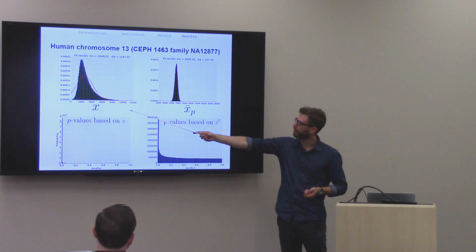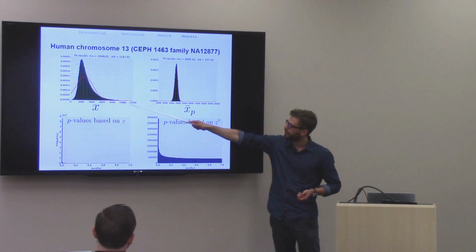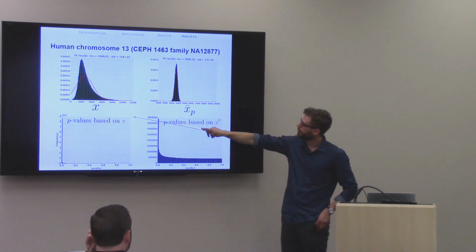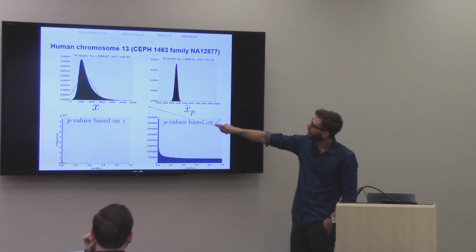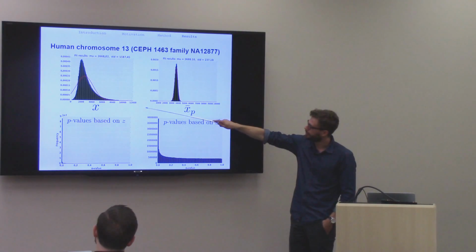And so this is an example from biological data. We have a mate pair library. You can see here it's not normal at all, more like a log-normal distribution, I think. And we just looked at human chromosome 13.